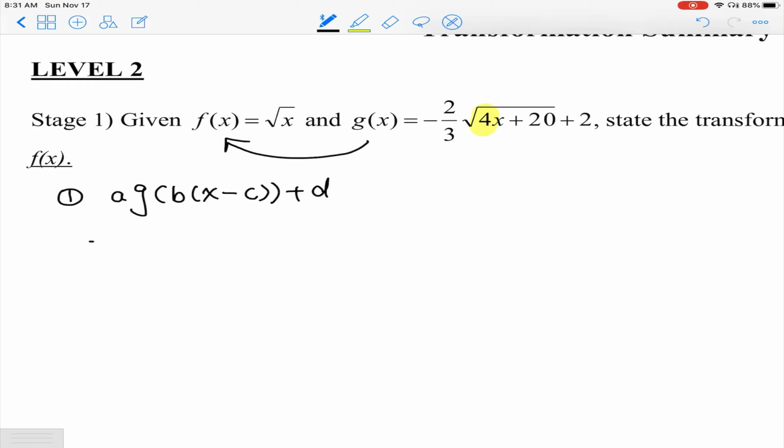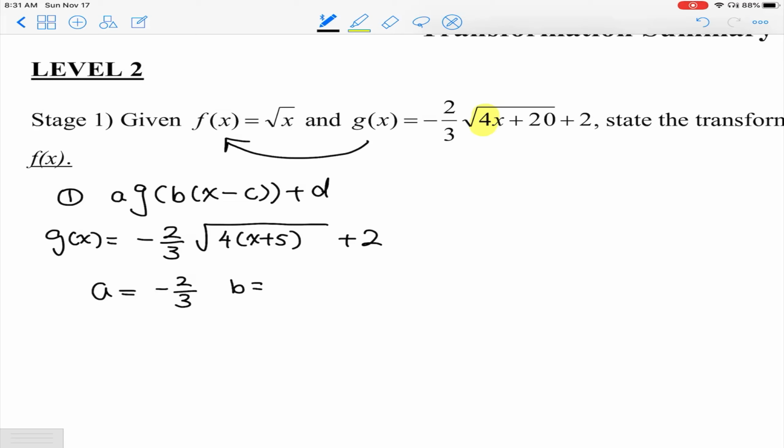So let's then do this. It will be g(x) equals negative 2 over 3 square root of 4(x plus 5), and then plus 2 as the factored out version. So then in this case we can easily find what a is. A is negative 2 over 3, b is 4, c is negative 5, and d is 2. Now remember, it is x minus c that you're comparing x plus 5 to. So that's why the c is negative 5 instead of positive 5.